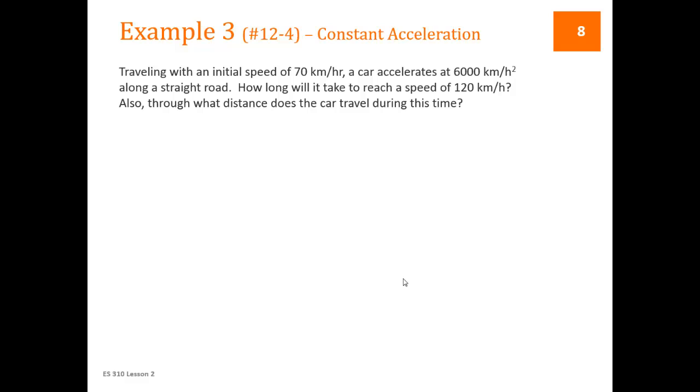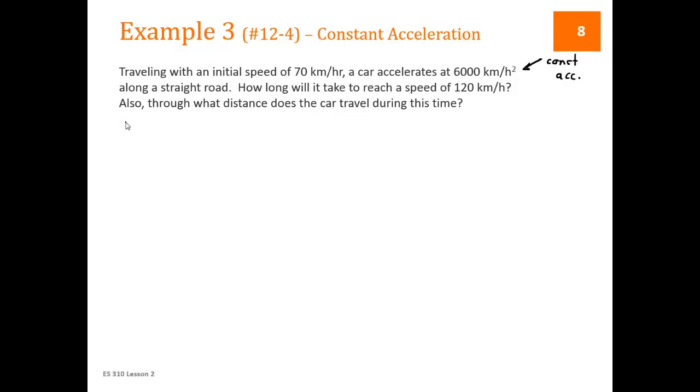So we've got a car traveling at an initial speed of 70 kilometers per hour. It accelerates at 6,000 kilometers per hour squared, which is constant, right? Constant acceleration, so we can use the simplified equations. It's moving on a straight road. How long will it take to reach the speed of 120 kilometers per hour?